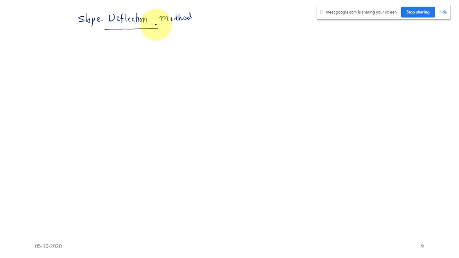It is mainly used for analysis of continuous beams and building frames, which are rigid jointed portal frames. And you know the unknowns are displacements. The slope and deflection are going to be the unknowns. That is why this method is known as the slope deflection method. Okay. The unknowns are degrees of freedom, which are slope and deflection.